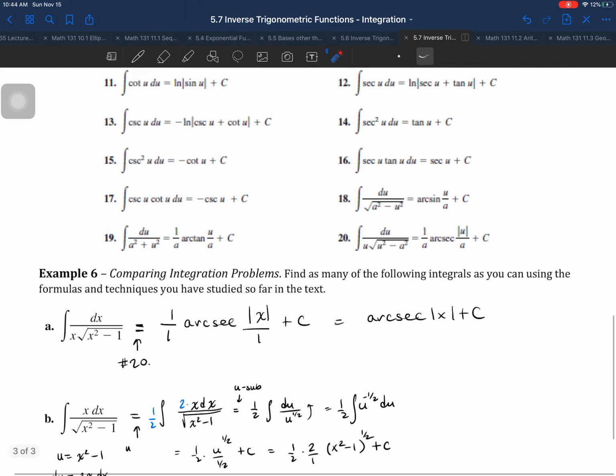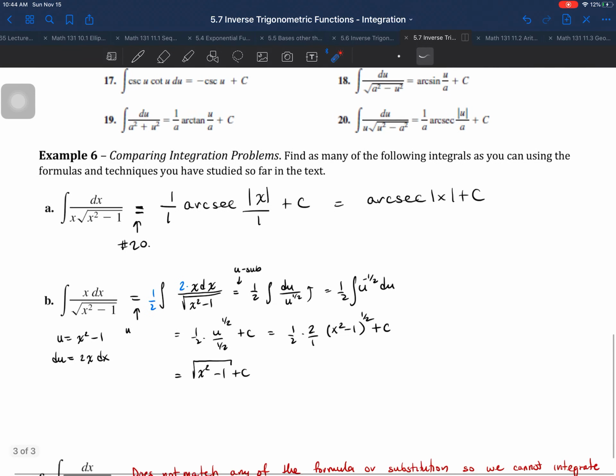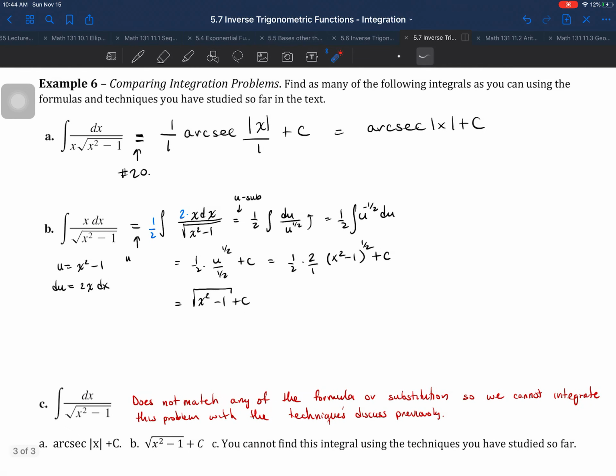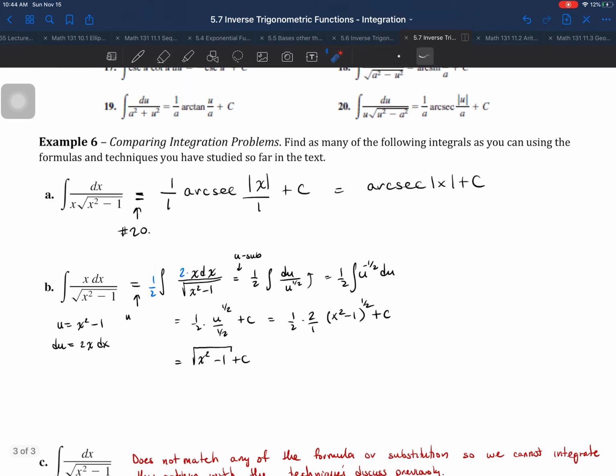Okay. All right, so the last example here is going to be very important for us to put everything together. I mentioned this before, but I hope it makes sense why we are doing this. This example is asking us to compare integration problems. Find as many of the following integrals as you can using the formulas and techniques you have studied so far.